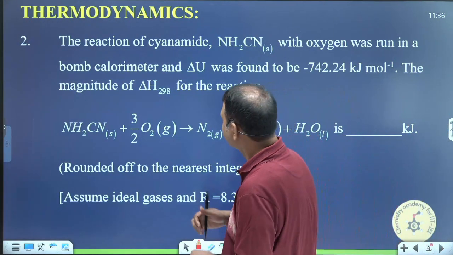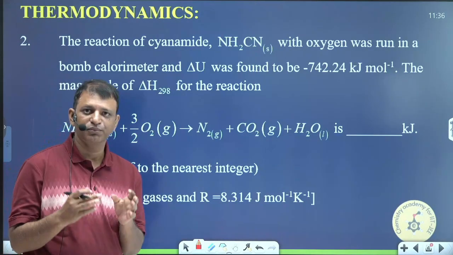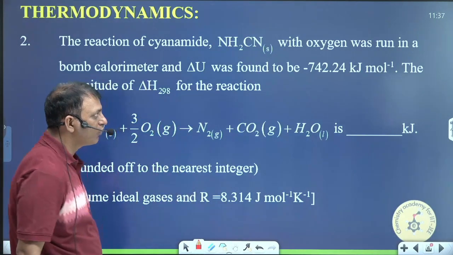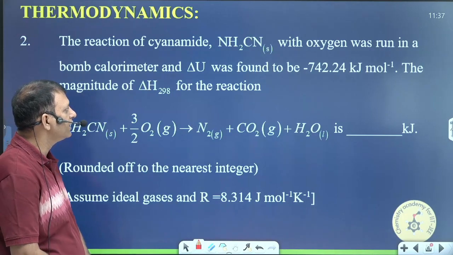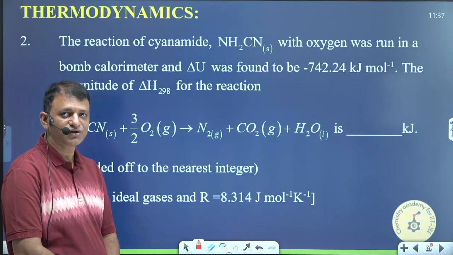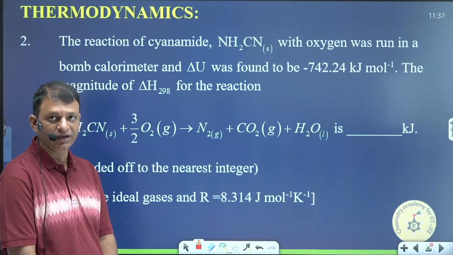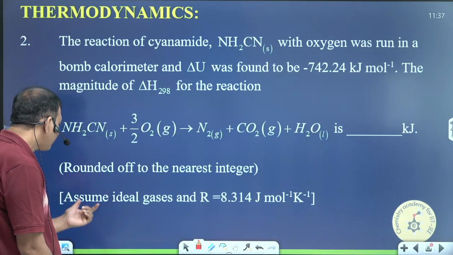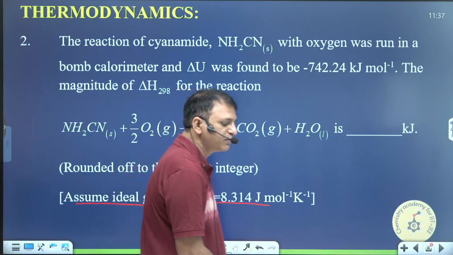The second question is, the reaction of cyanamide NH2CN with oxygen was run in a bomb calorimeter. You know that bomb calorimeter means the reaction is carried out in a container where volume is constant, and delta U was found to be minus 742.24 kilojoule per mole. The magnitude of delta H at 298 Kelvin for the reaction is asked: NH2CN in solid state plus 3/2 times O2 in gaseous state will form 1 mole of nitrogen gas, 1 mole of CO2 gas, and H2O in liquid state. We have to calculate delta H for this reaction. We have to write the answer up to the nearest integer, and we have to assume that the gas is ideal gas. This is an important point, and the value of R we have to use is 8.314.